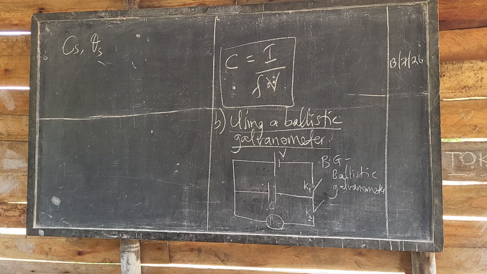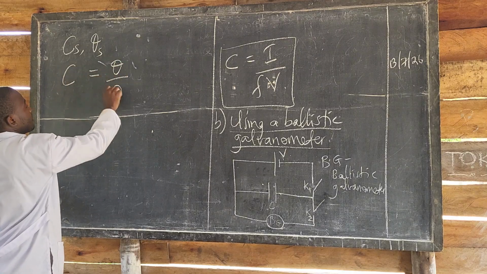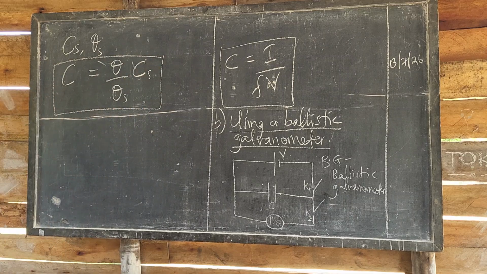Full stop. The capacitance C of the capacitor is calculated from the expression: C, the capacitance of the test capacitor, equals the ratio of the deflections, that of the test capacitor to that of the standard capacitor, times the capacitance of the standard capacitor.